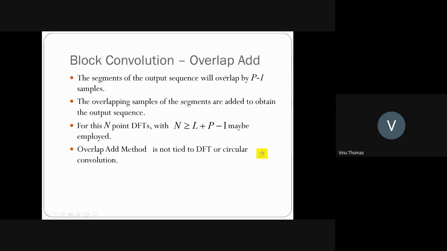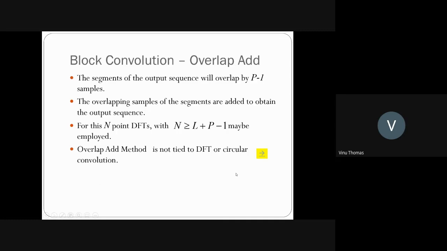Now, this method is called overlap add, and you see that for overlap add, you don't require any DFT or circular convolution. You can just do linear convolution, do the process. You don't need to do circular convolution or DFT. However, DFT can speed up your linear convolution operator. So overlap add by itself is not tied to DFT or circular convolution.